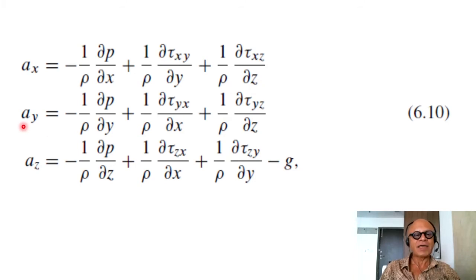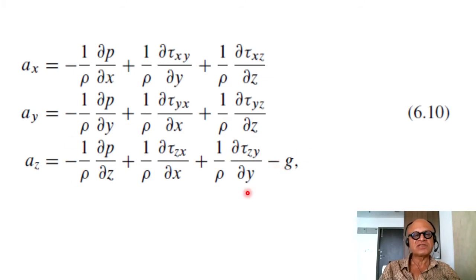Similarly for ay, acceleration in the y direction is a similar term: minus 1 over rho dp dy plus 1 over rho del tau x del x plus 1 over rho del tau yz del z. And in the z direction it is minus 1 over rho dp dz plus 1 over rho del tau zx over del x plus 1 over rho del tau zy del y minus the gravitational free fall acceleration that we expect in the z direction.